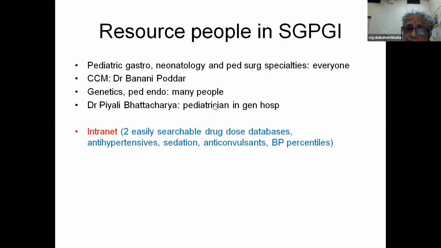In the intranet, there are, as I already mentioned, two easily searchable dose databases. There are also separate tables for quick reference for antihypertensive, sedation, anticonvulsant, and of course the blood pressure centiles. So please make use of these. Sometimes by some technical glitch, one of these vanishes. If so, please talk to me. I'll get it put back.